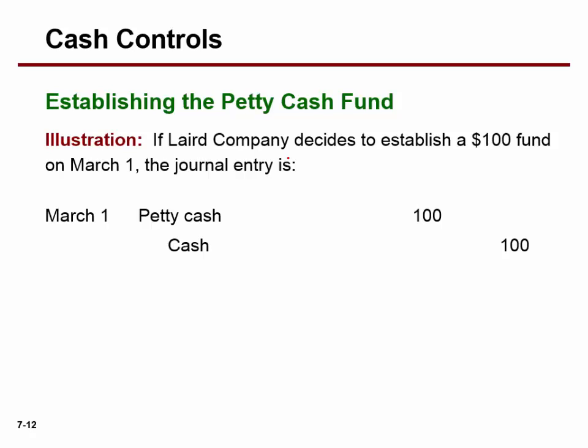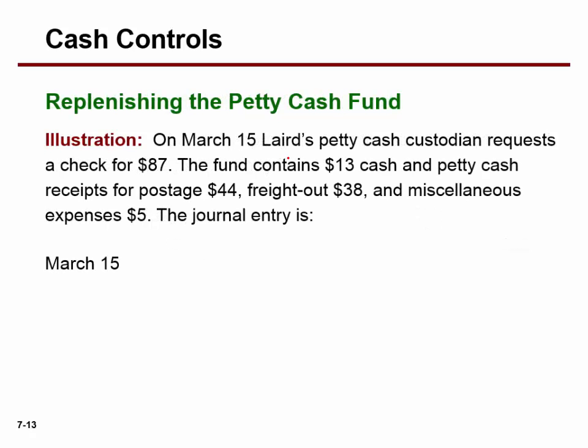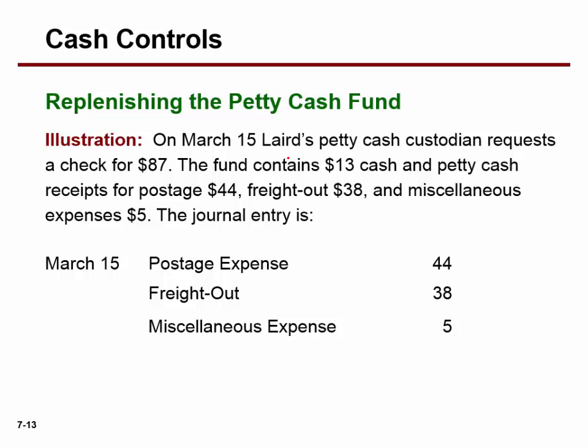$100, okay? Then what? At the end of the month we go and we look, and as the month goes by, people take money out for postage expense, to pay freight out because we have to pay the guy who delivers our goods, and for various miscellaneous expenses. And we look in there and we count up the receipts. When we count up the receipts, how much are in there? 44 plus 38 plus 5, that's what? 87, isn't it? Okay, so we've used $87 of cash, haven't we?